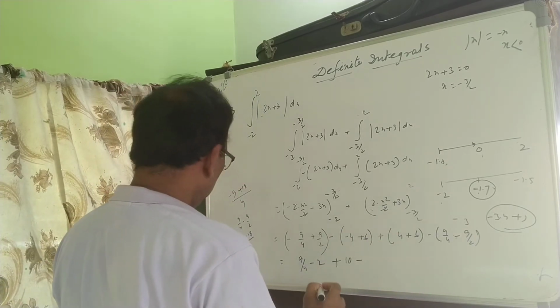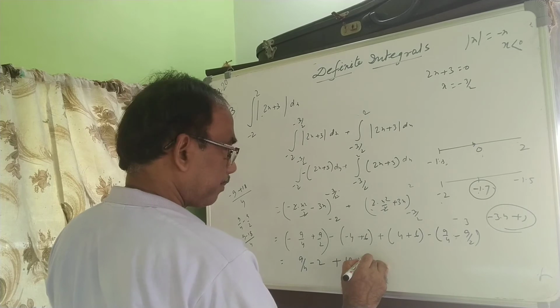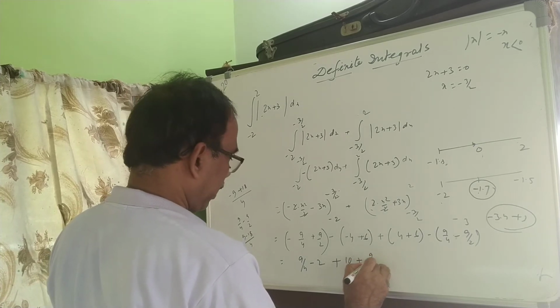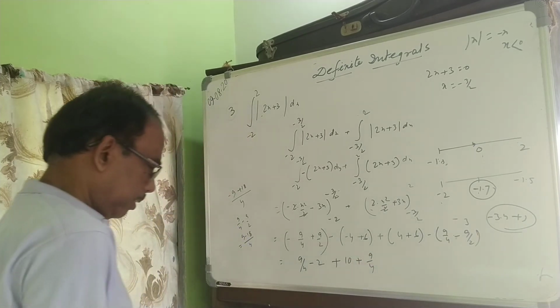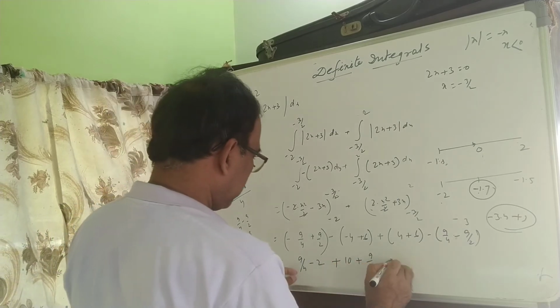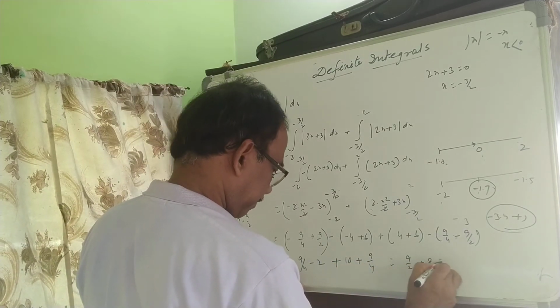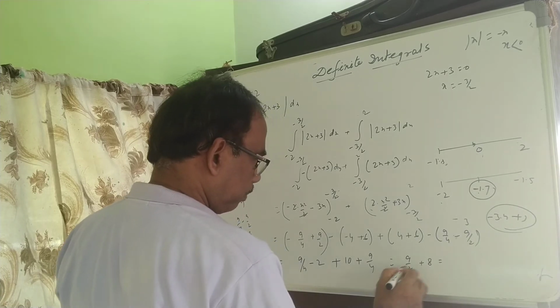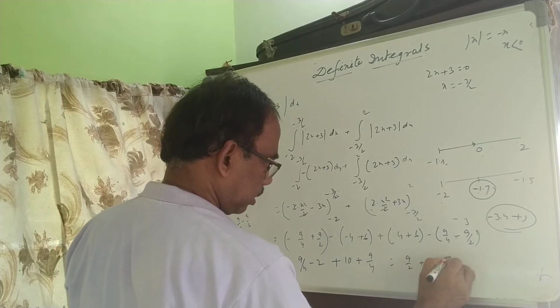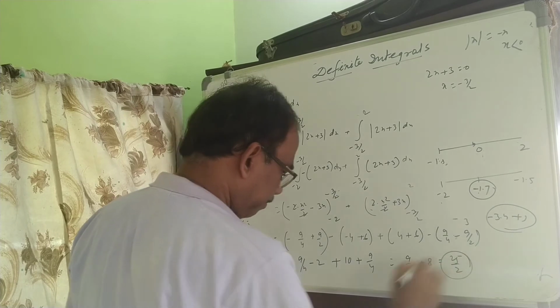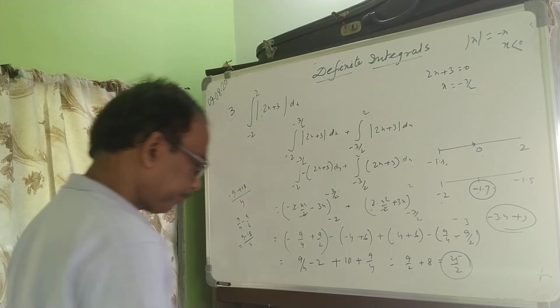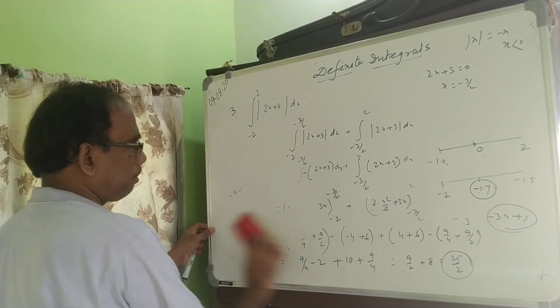9 by 2 minus plus 9 by 4 plus 9 by 4. So addition this plus this, that is 9 by 2 plus 8. 9 by 2 plus 8, 25 by 2 is the final answer. Next sum number 4.